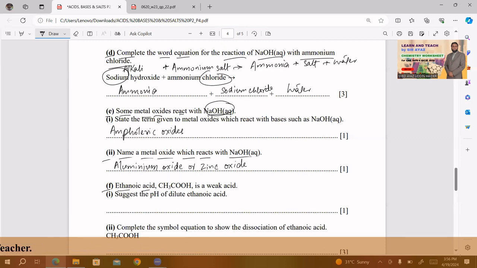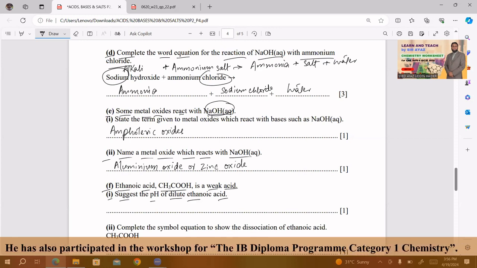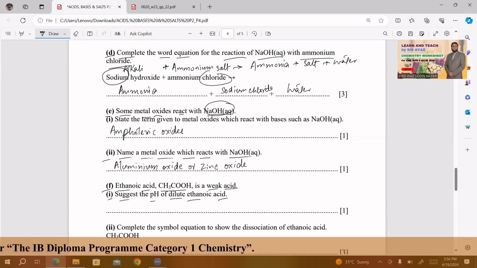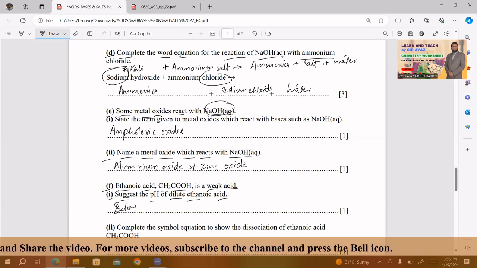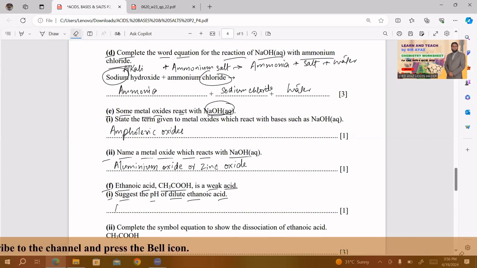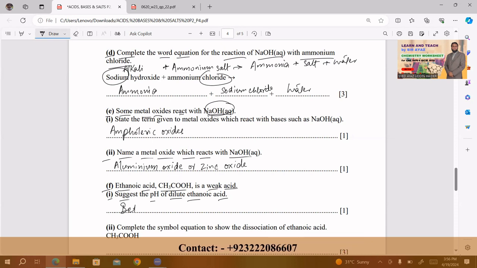Number F, ethanoic acid, CH3COOH, is a weak acid. Number 1, suggest the pH of dilute ethanoic acid. The pH of dilute acid must be between 3 and 7. The reason is that it's a weak acid.